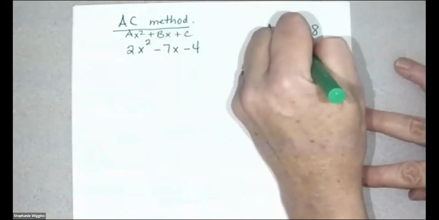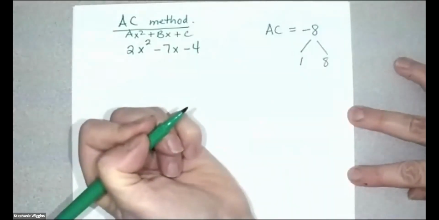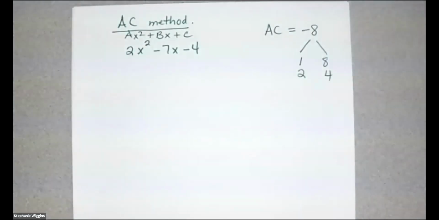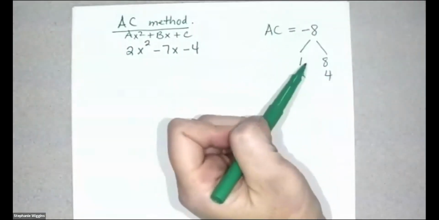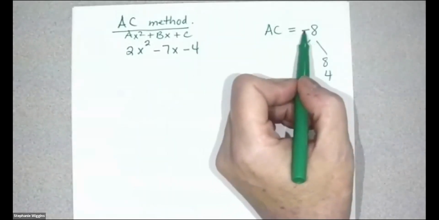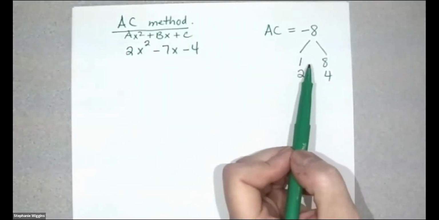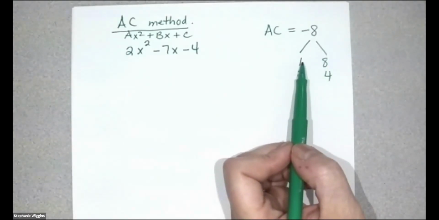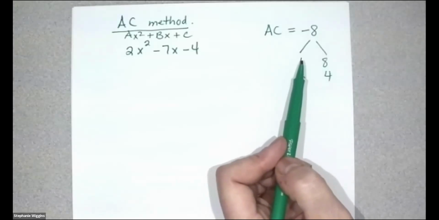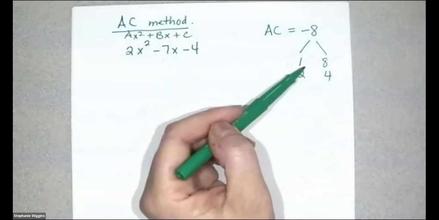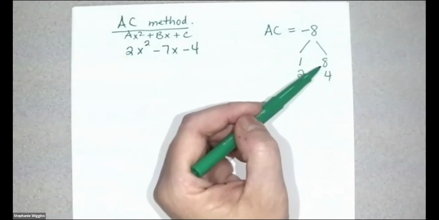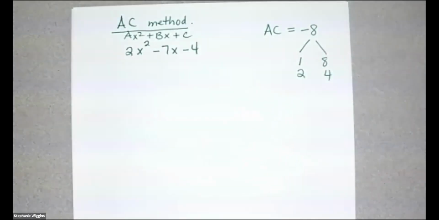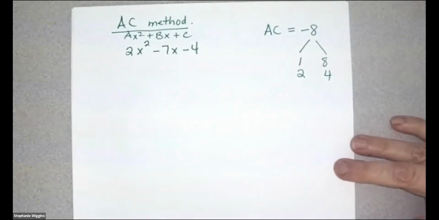Now I want to factor 8. The factors of 8 are 1 and 8, 2 and 4. Those are the pairs of factors. Because this product here is negative 8, I know that one of my factors has to be negative in order for the product to be negative. I want the product to be negative 8. I want the sum to be negative 7. Okay, let me just write that down so you can refer to this later in your notes.